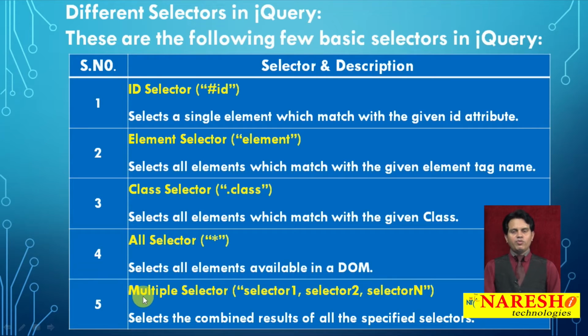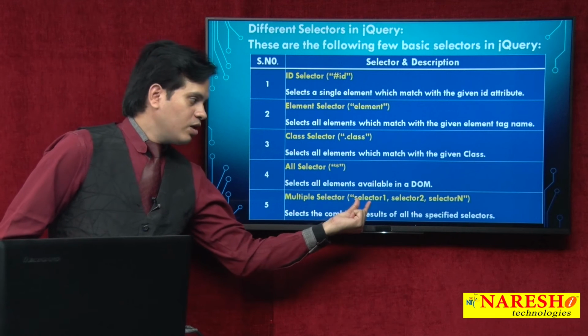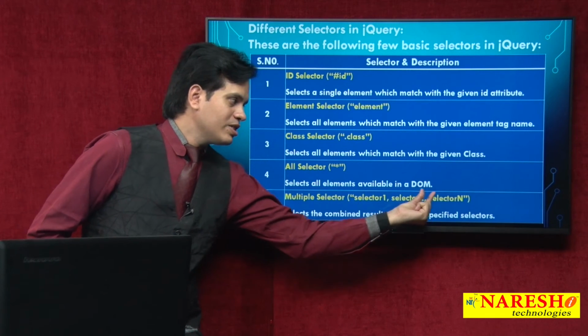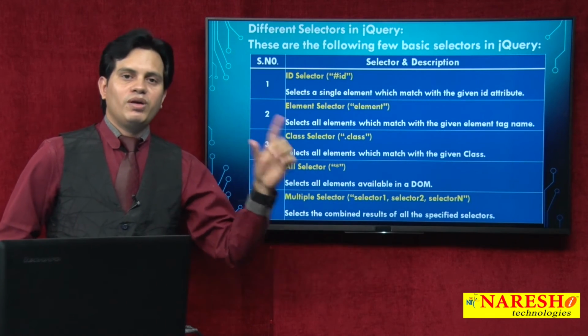Now the next one, the fifth one, multiple selector. It means more than one element of the same type, of a different type, or with a different selector expression, can also be selected by specifying various selectors with a comma separator. Like observe over here, selector 1 comma selector 2 comma selector n, nothing but n number of selectors.